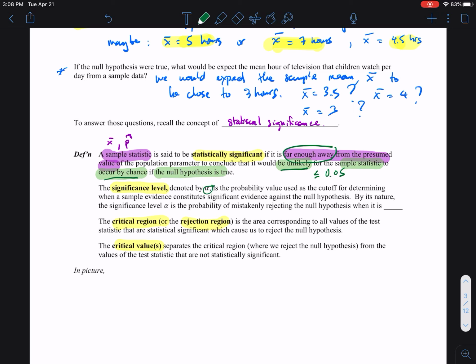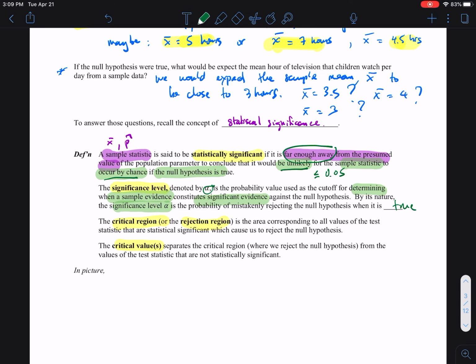That is the probability, the significance level, that we use to determine whether a data value constitutes significant evidence against the null. By nature, the significance level alpha is the probability of mistakenly rejecting the null hypothesis when it is indeed true. So all that is a lot.